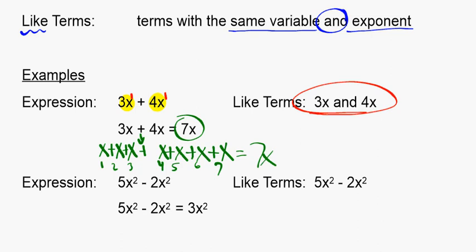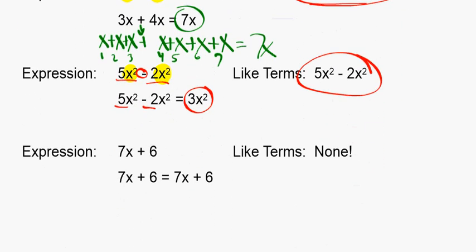Here, the next problem, we have 5x squared, and you are subtracting 2x squared. Notice that these are like terms. They both have an x squared, same variable and exponent. So 5 minus 2 gives you 3x squared. Those are your like terms.